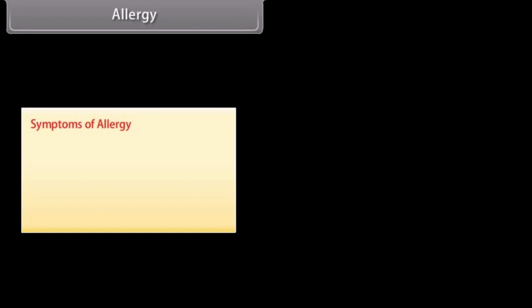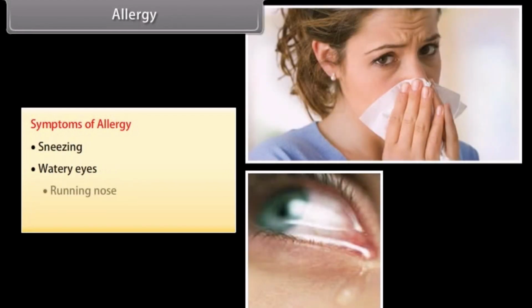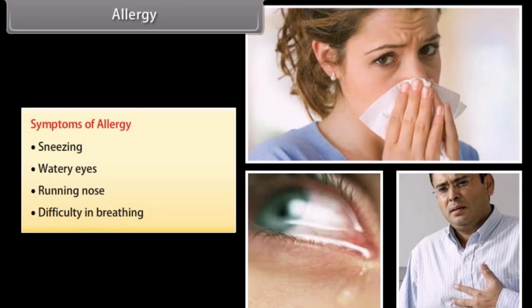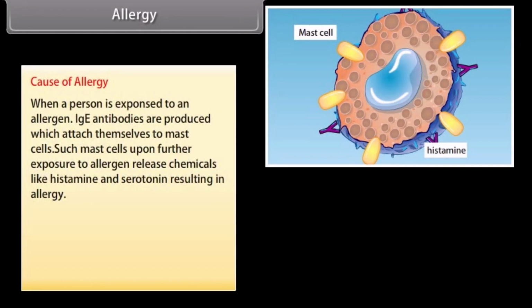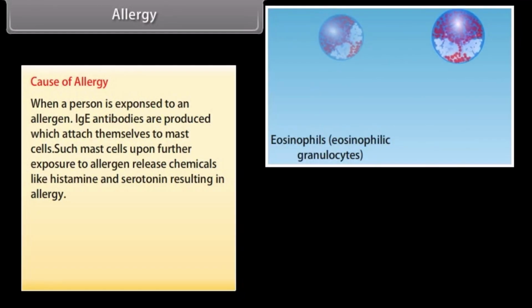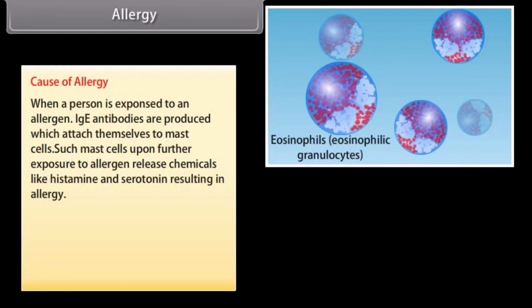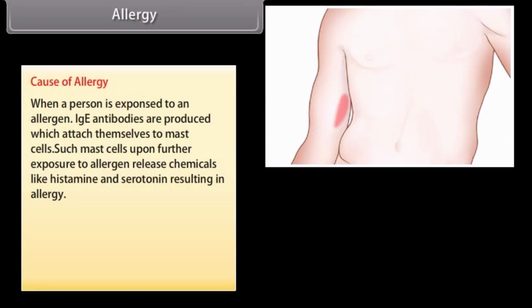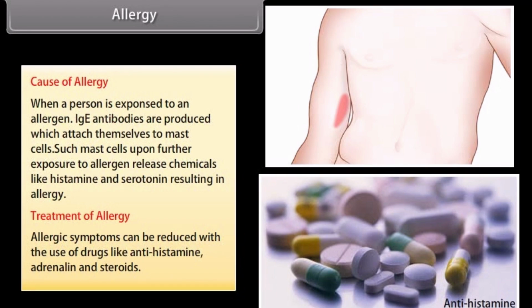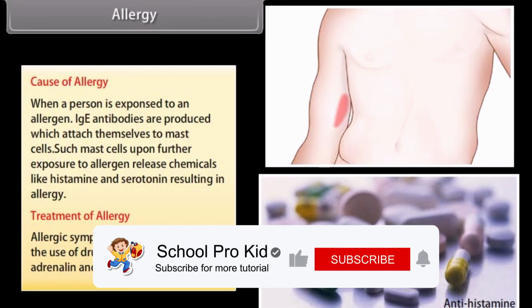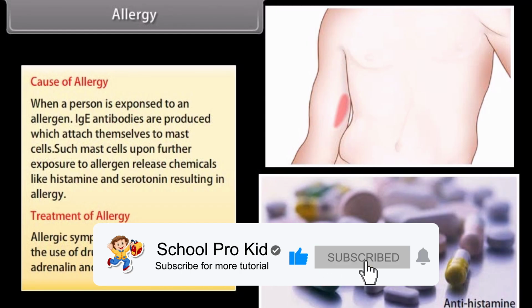Symptoms of allergy. Sneezing, watery eyes, running nose, difficulty in breathing. Cause of allergy. When a person is exposed to an allergen, IgE antibodies are produced which attach themselves to mast cells. Such mast cells, upon further exposure to allergen, release chemicals like histamine and serotonin, resulting in allergy. Treatment of allergy. Allergic symptoms can be reduced with the use of drugs like antihistamine, adrenaline, and steroids.